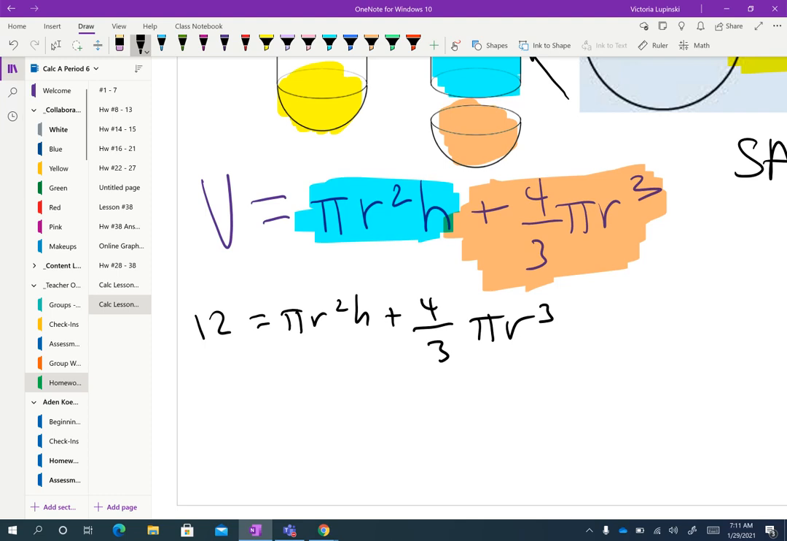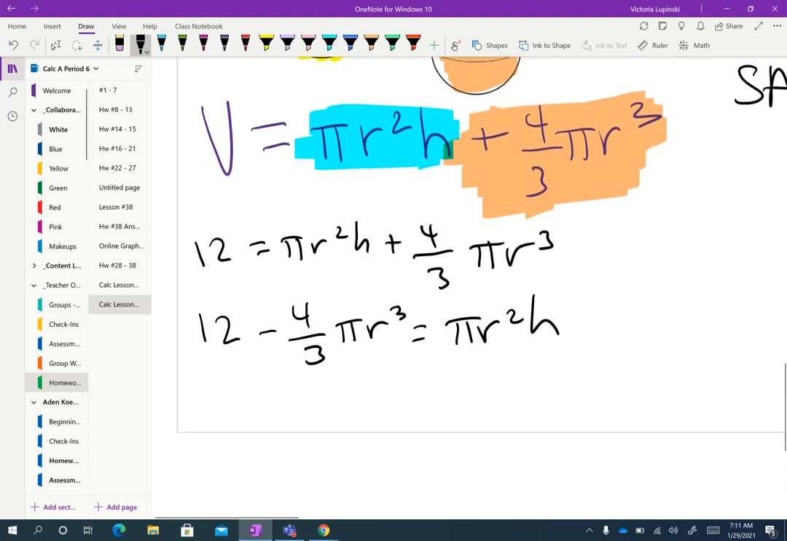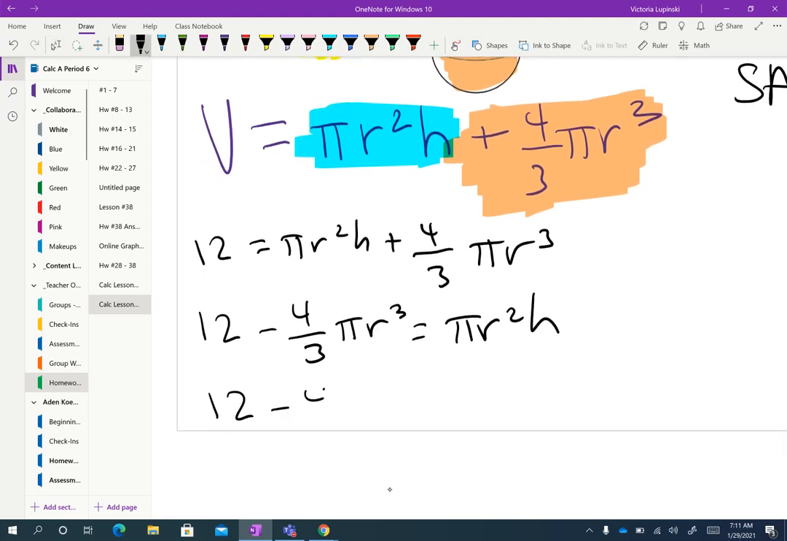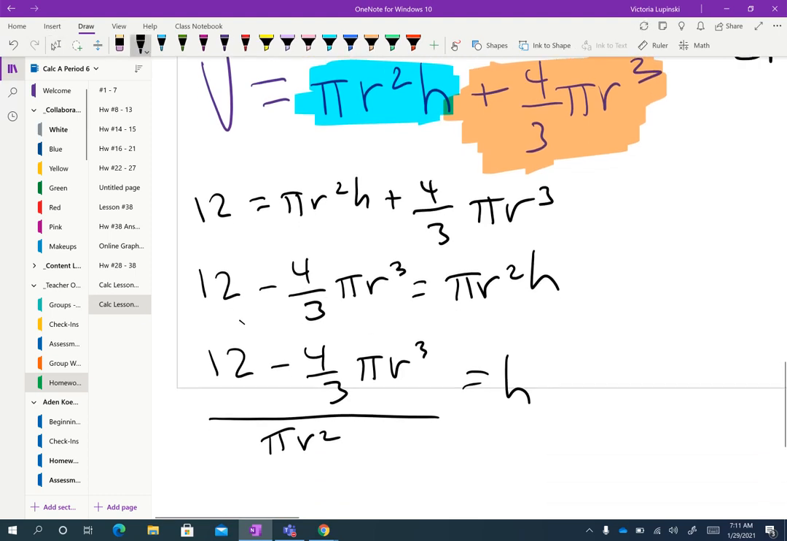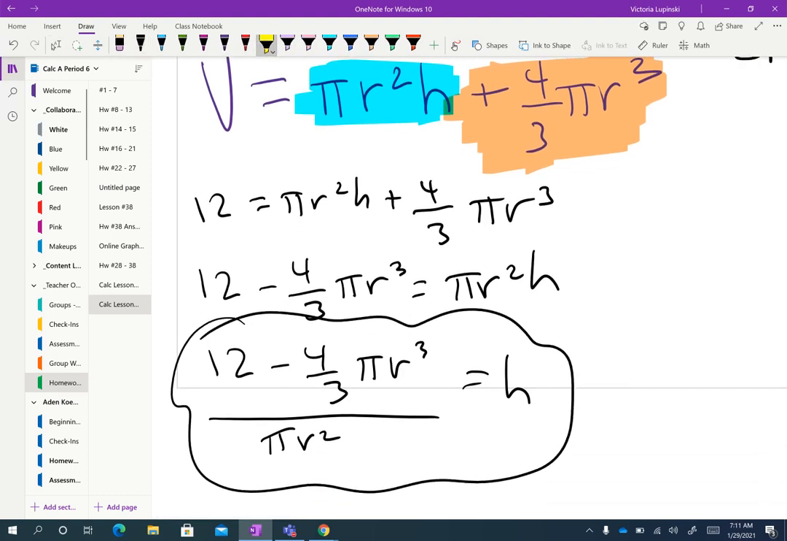Hopefully it's easy for you to see why solving for H is optimal here, because there's only one of them. So if I'm going to solve for H, I'm going to start with 12 and then subtract 4/3 pi r cubed. Then to get the H all by itself, I would have to divide. So 12 minus 4/3 pi r cubed, divided by pi r squared, is equal to H. That is what I'm now going to plug into the surface area. Remember, because surface area is the thing that you're trying to minimize, that is the primary equation, which is the one that you're ultimately going to have to take the derivative of.